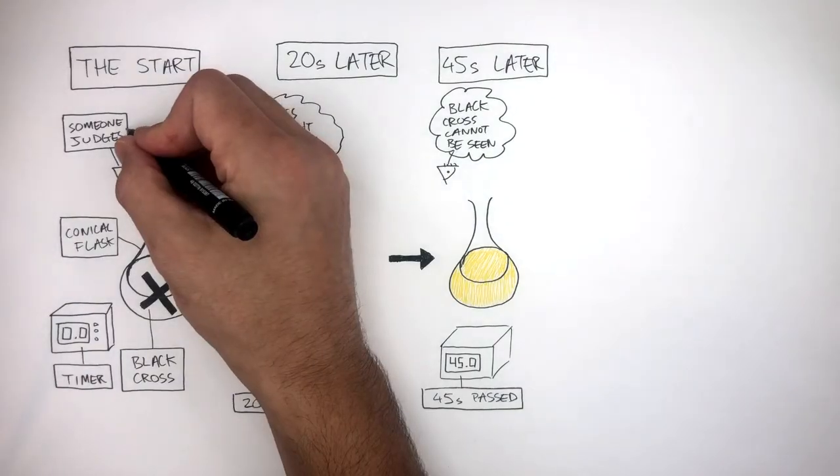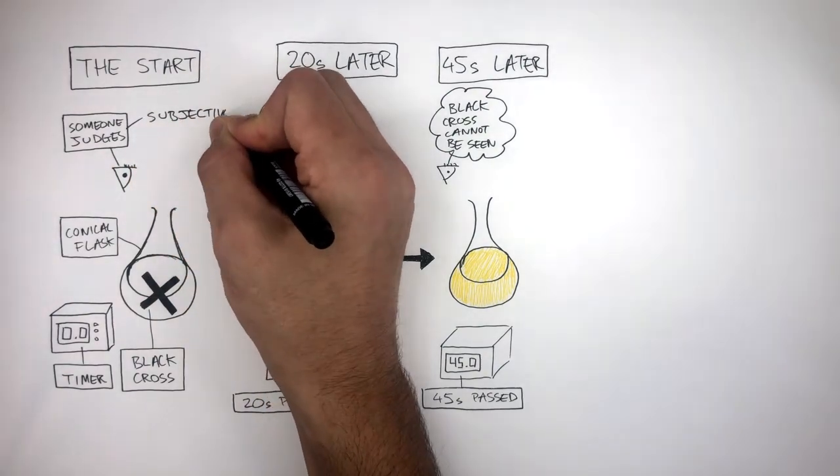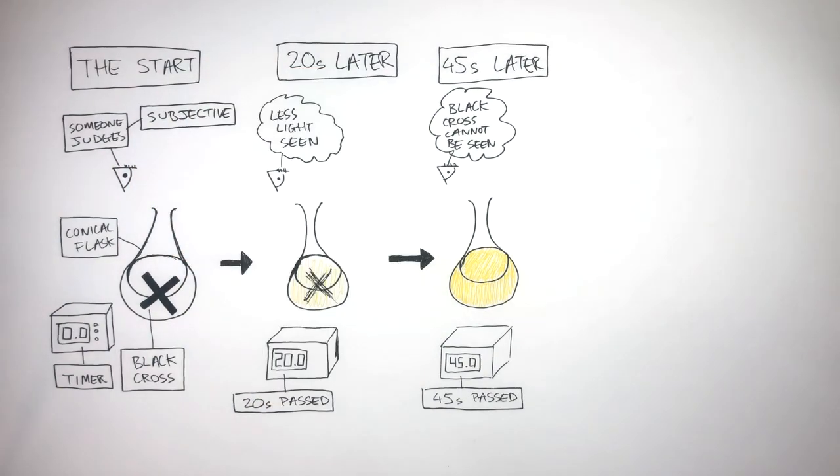As someone judges when the black cross has disappeared, this is very subjective and means different people will believe the cross has disappeared at different times and does not give a true representation about the rate of reaction. Also, it is a very crude measurement as it just gives you one time. It does not measure how the rate changes throughout the reaction.